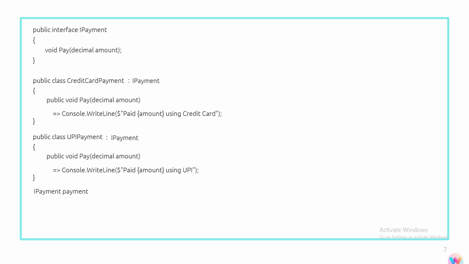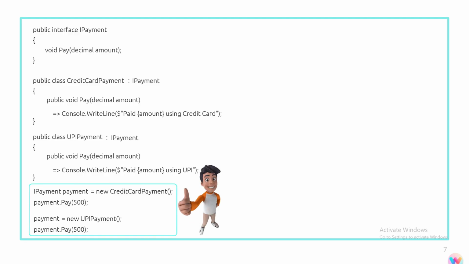So let's use it. Let's declare a variable of type IPayment and instantiate CreditCardPayment. Let's call the pay method. Similarly, let's instantiate UPIPayment as well and call the pay method. Perfect. It should work, and that's the implementation of LSP. Now, wait. Some of you might be thinking, isn't that just the open close principle?